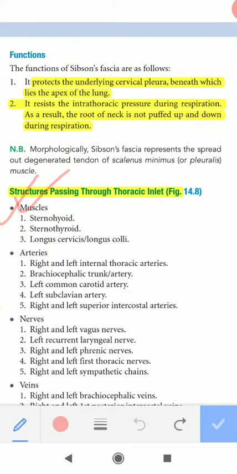Number 2, it resists the intrathoracic pressure during inspiration. As a result, the root of the neck is not puffed up and down during respiration. That means during respiration, it resists the intrathoracic pressure, so that the root of the neck is not puffed up and down during respiration.